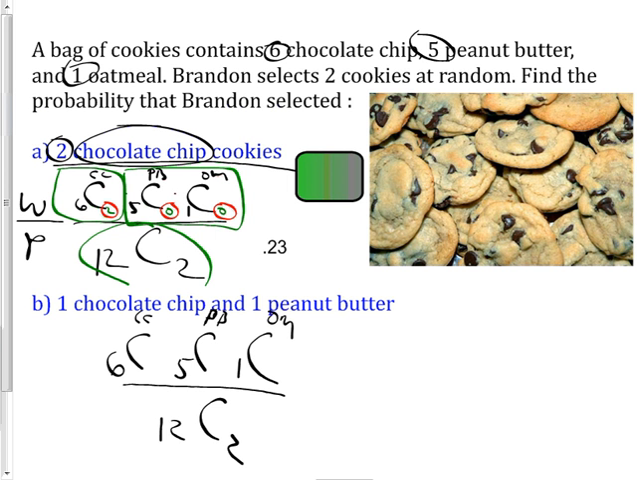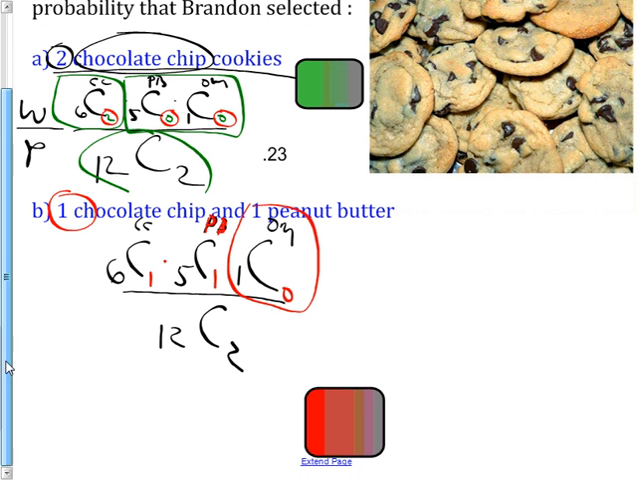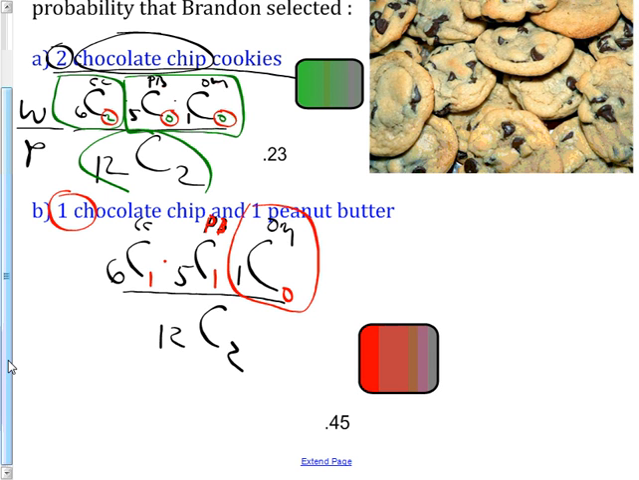There were 6 chocolate chip and I'm choosing 1. There were 5 peanut butter and I'm choosing 1. And then how many oatmeals can I choose then? 0, because I only get to have 2 cookies, so I'm choosing 0 of those. This I wouldn't even type in the calculator because it just equals 1, but this I would multiply on the top. I don't know how fast you are at doing these, but it should come out to 0.45 if you do it right.